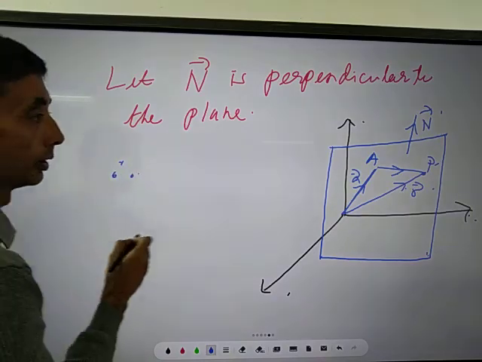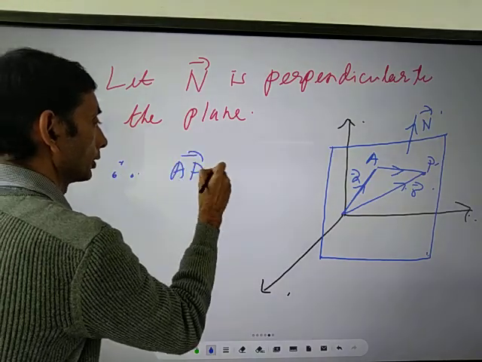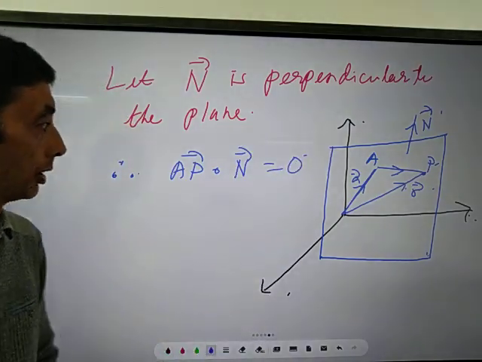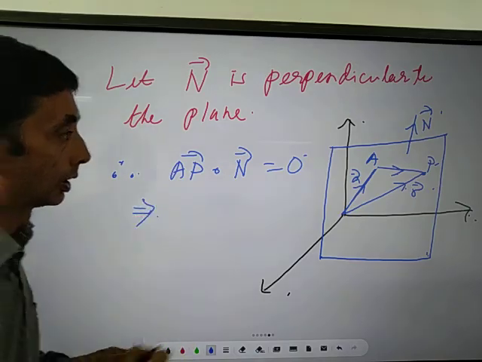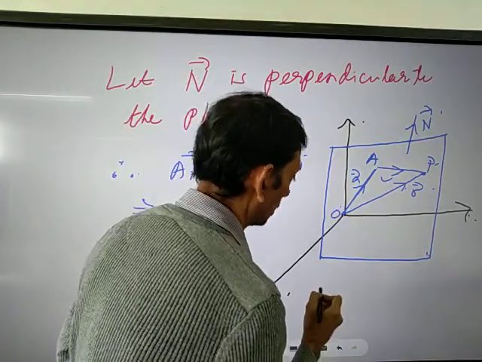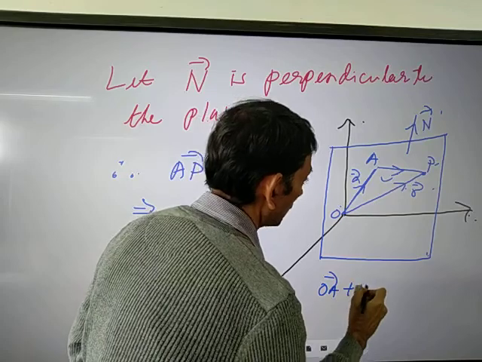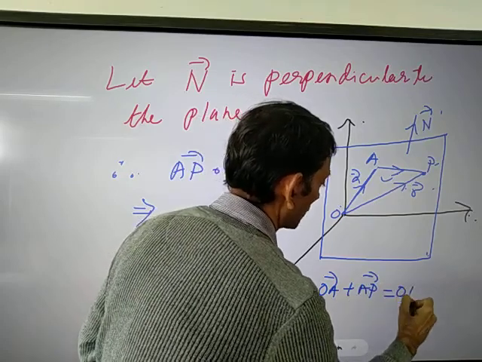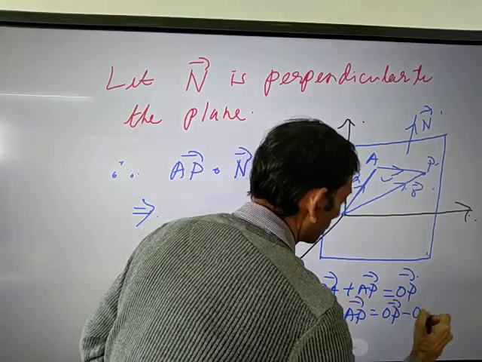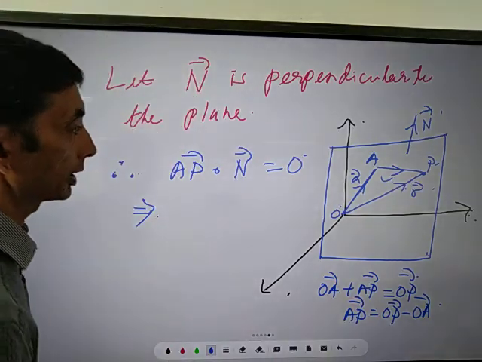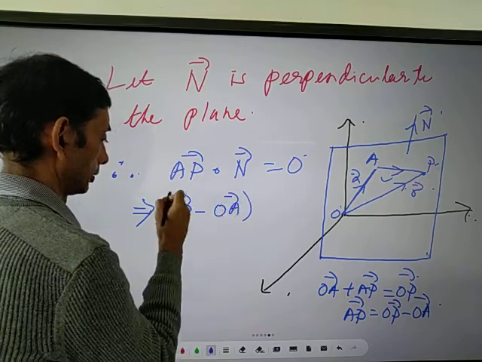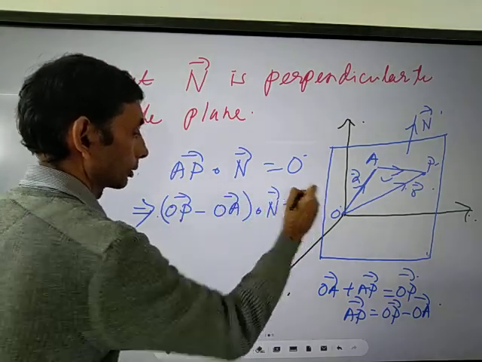Therefore AP dot n is equal to 0. I have already mentioned that AP. Now this AP we can find out from the triangle law of addition. If you use the triangle law of addition, OA plus AP equals OP. So what is the value of AP? AP is OP minus OA, dot n equal to 0.